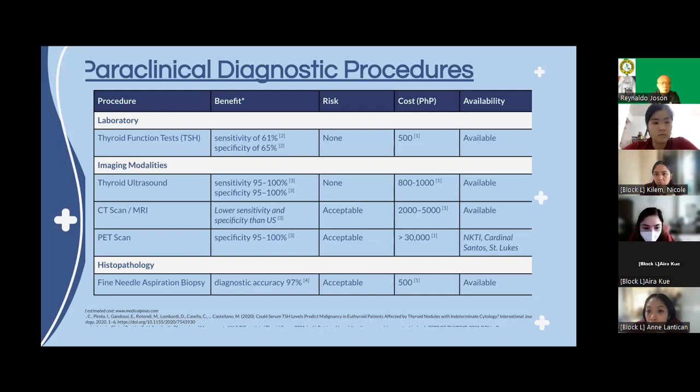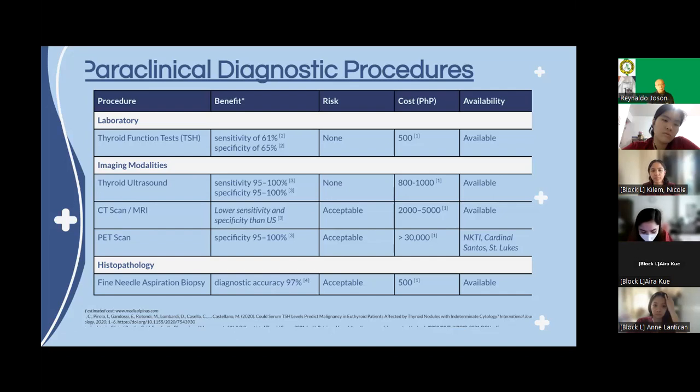For the imaging modalities, I provided 3 options for the patient. So we have thyroid ultrasound with a sensitivity and specificity of 95 to 100% in predicting thyroid malignancy. No risk, or acceptable if there is any. And then the cost is 800 to 1,000 pesos, and it is available in PGH.